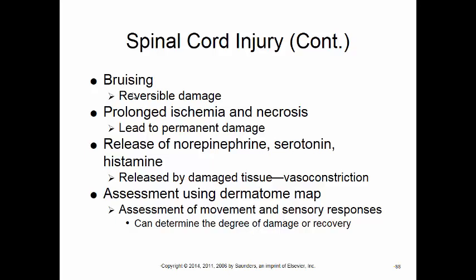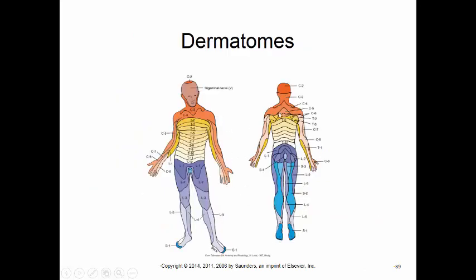Assessing the dermatome map, which is the levels of the spinal nerves and what sensory parts of the skin they innervate, can determine the damage and the degree of the damage for the recovery. And so you can see here some dermatomes, and it tells you which spinal nerve. So cranial nerve 1, cranial nerve 2 is the top of the head and the back. Cranial nerve 3 is the neck. Cranial 4 is up here.